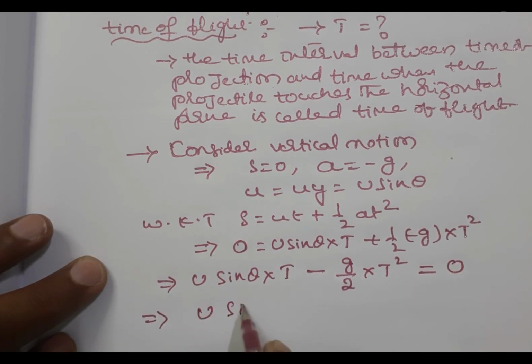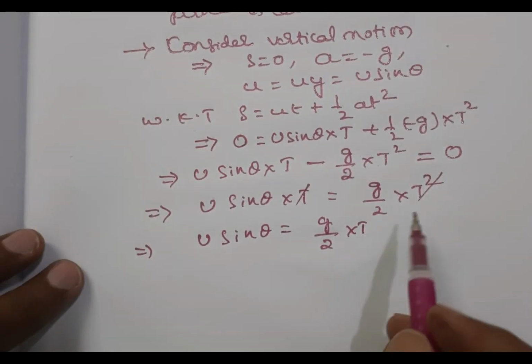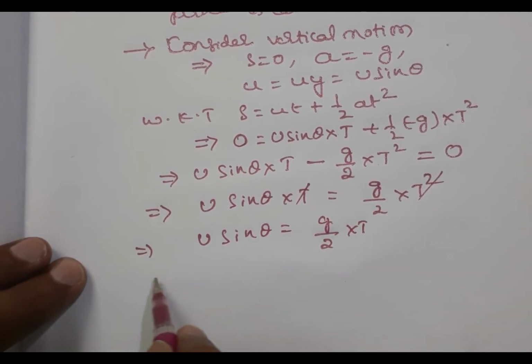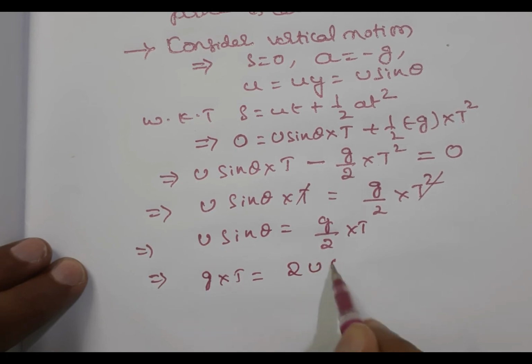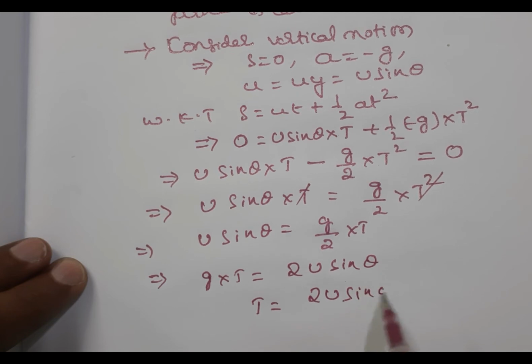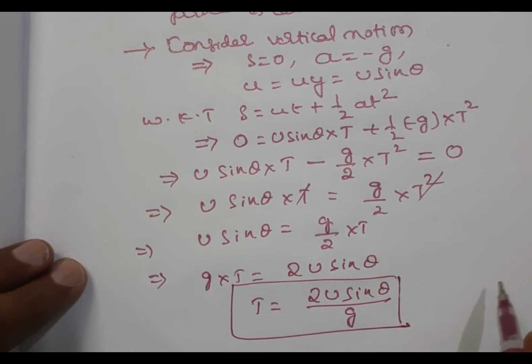This implies u sin theta into T equals g by 2 into T square. So T gets cancelled, then u sin theta equals g by 2 into T. By cross multiplication, we get g into T equals 2u sin theta, then T equals 2u sin theta by g. So this is the formula for time of flight of a projectile.